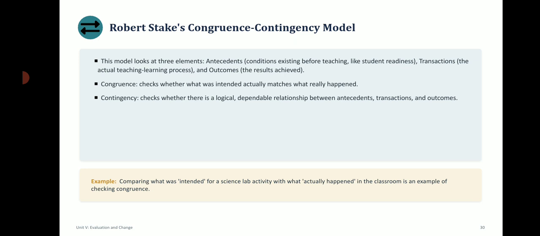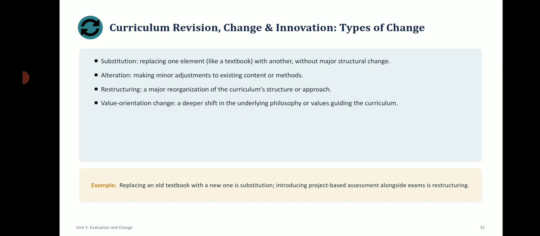This is the problem. Okay, so comparing what was intended for a science lab activity with what actually happened in the classroom is an example of congruence. So now the revision. Okay, what is the revision of this? Of course, revision is needed.